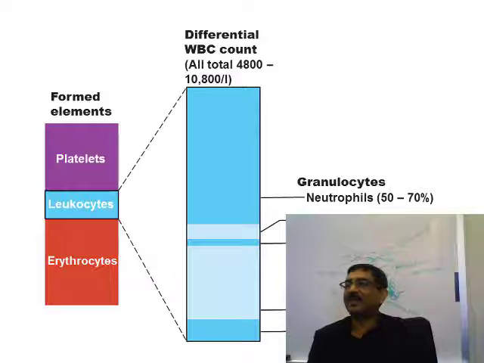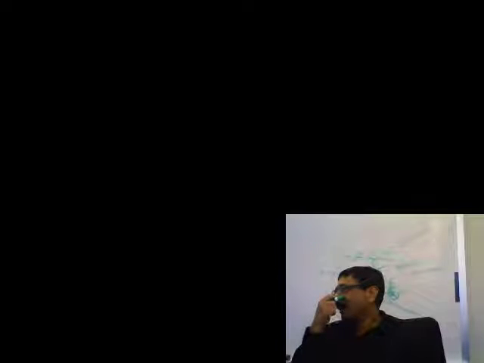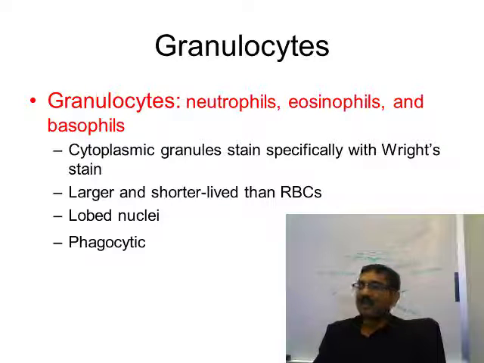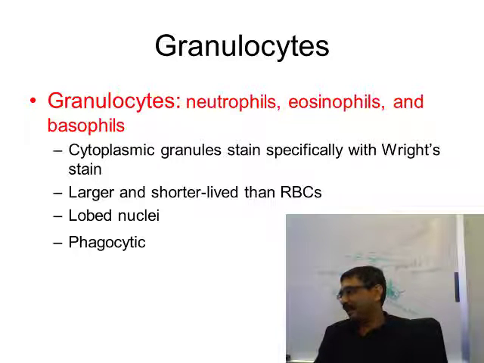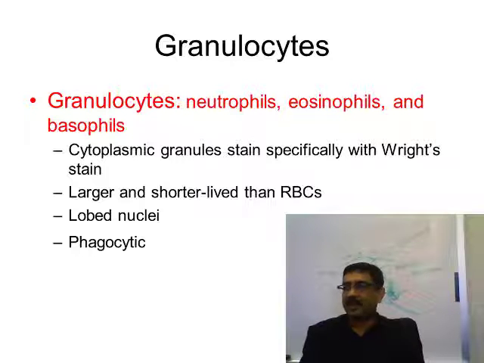The granules take what kind of dye? Neutrophils take both acidic and basic dye. That's why they get neutral. Make sense? Both kinds of dye. Eosinophils only take acidic dye and get orange or red color. Acidic dye, eosin. Basophils take basic dye or alkaline.